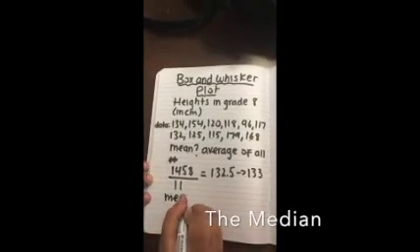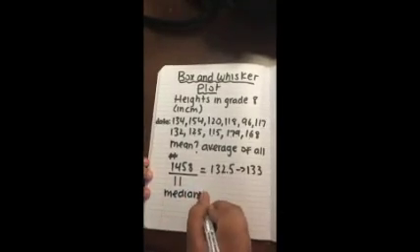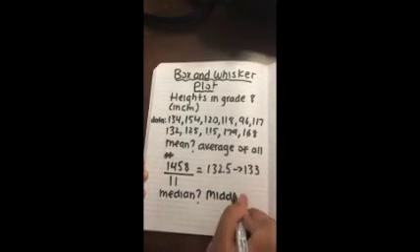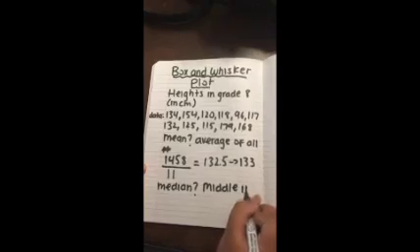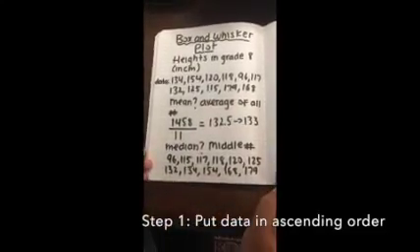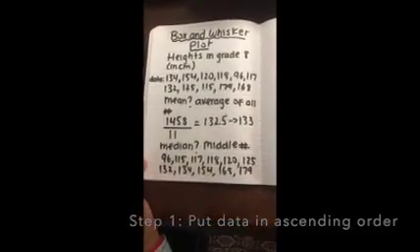Now we're going to find the median. The median is the middle number. So what is the median? It's the middle number. Now, this might sound easy to find. However, the first thing that we have to do is take these numbers and put them in ascending order. Now that we put these numbers in ascending order, we are able to see what the middle number is.